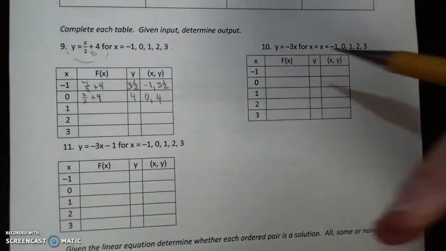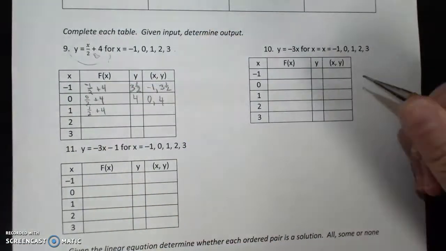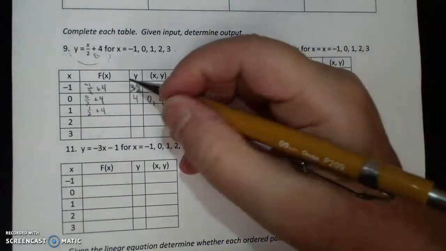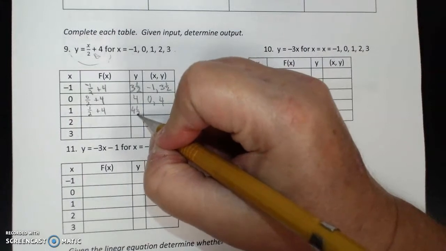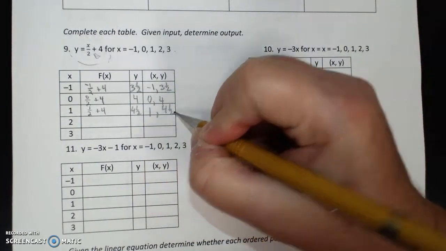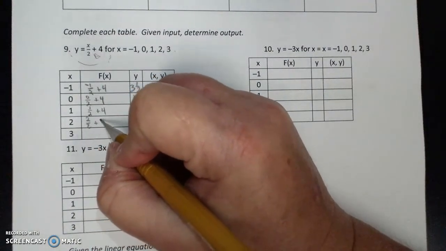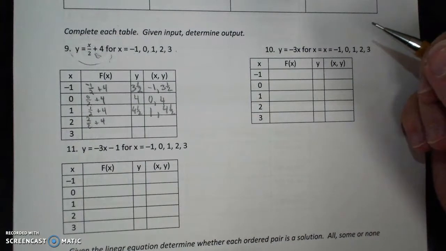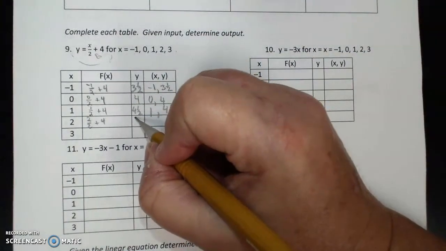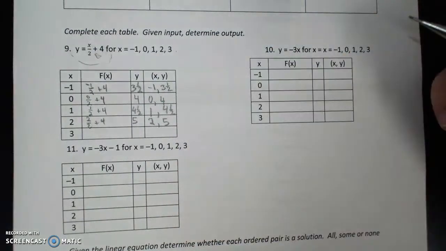Okay, so then I go 1 over 2 plus 4. 1/2 plus 4 is 4.5. So when I input 1, I get 4.5. 2 over 2 plus 4. 2 over 2 is 1. 1 plus 4 is 5. When I input 2, I get 5.